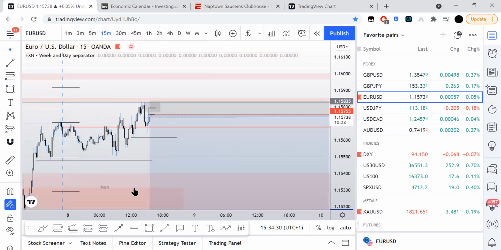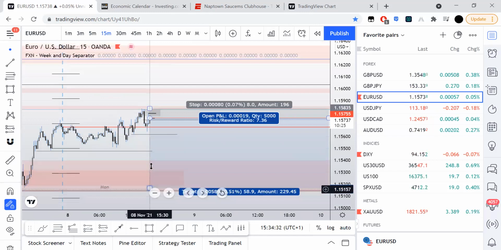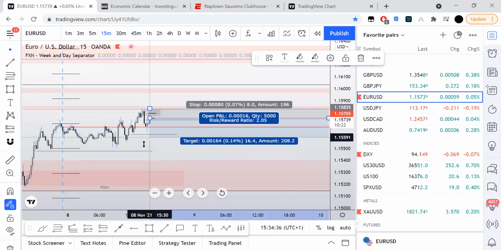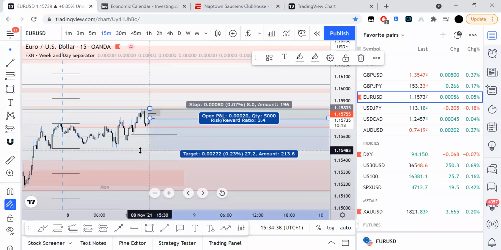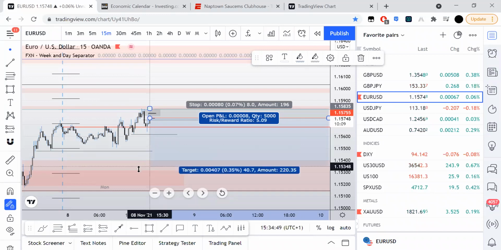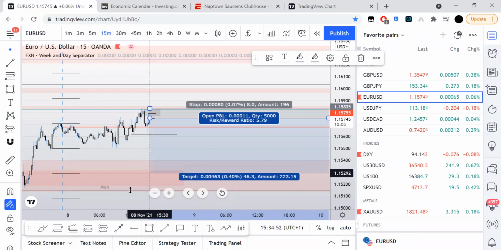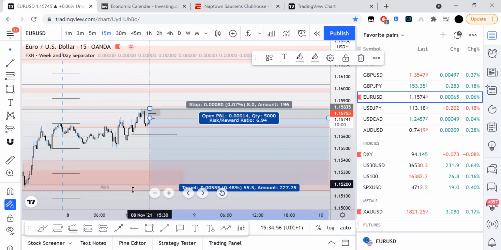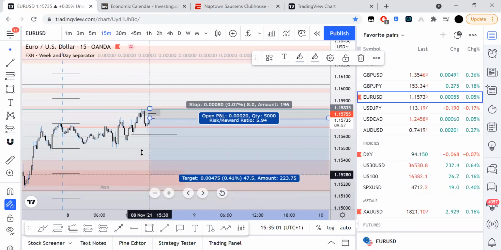First target would be these lows right here. So like a 1 to 3. And then the rest of your targets would be down here, in here, and then in here, or wherever you would like. This is just your range of opportunity right here. So you could get a full 7R. So I would take partials here.